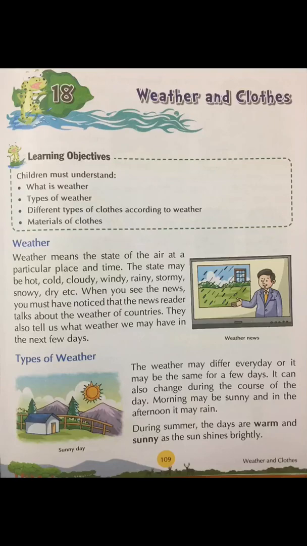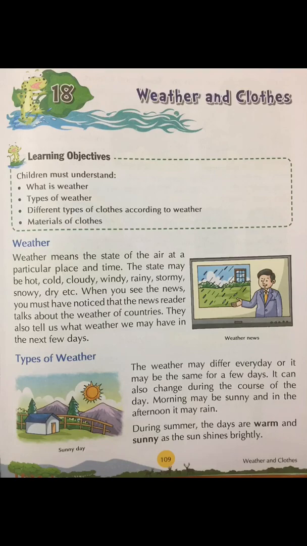You will come to know about the weathers: what is weather, different types of weathers, how many types of weather there are, and according to the weather we wear different types of clothes. What those different types of clothes are, you will come to know in this particular chapter. You wear different types of clothes, and these clothes are made up of different types of materials. So, at the last in this chapter, you will also come to know the materials which are used to make different types of clothes which we wear in different weather.